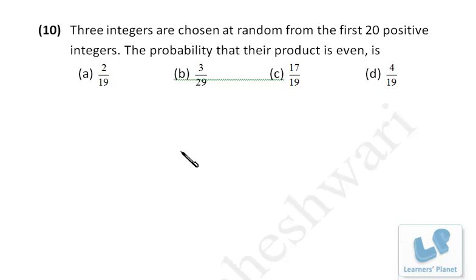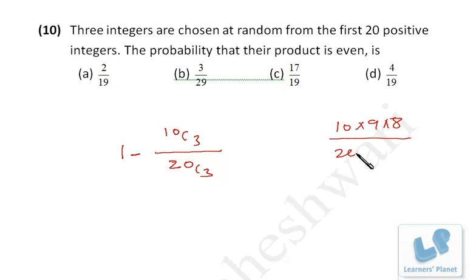So in all we have 20 positive integers, so we have to select 3. And what are the favorable cases when there is no even number at all? That means all the 3 numbers are selected from the 10 odd numbers. So this is the probability when there is not even a single even number, right? We deduct this probability from 1. So in the remaining cases, we have at least one even number. So if at least one even number is there, it will produce the product as even, right? So I just calculate 10C3 by 20C3. So that's 10 into 9 into 8 by 20 into 19 into 18.